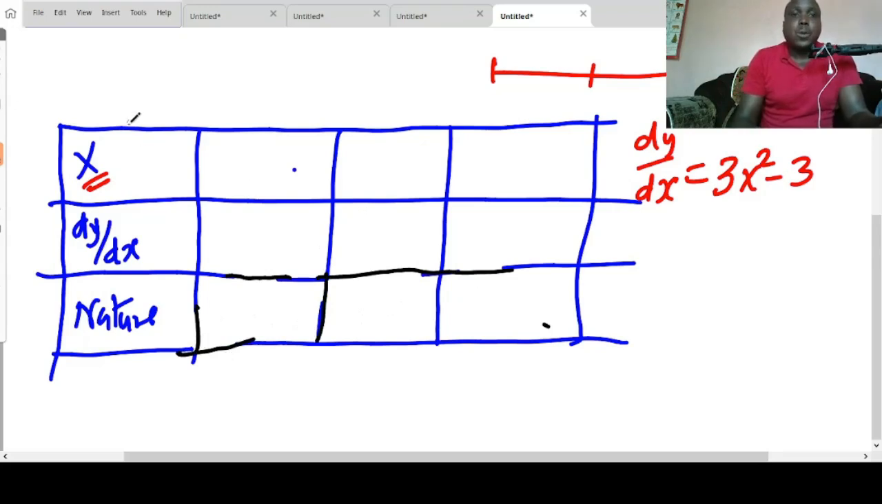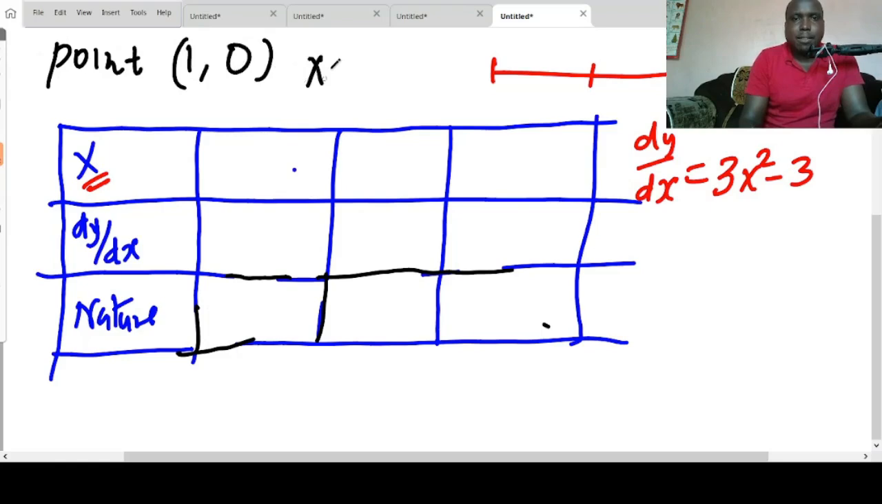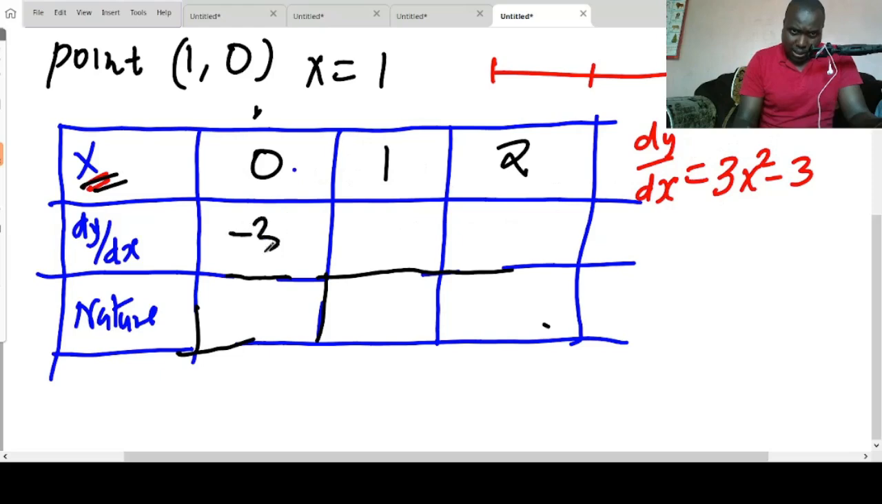Good. Now we're at the point (1, 0). At this point, the value of x is 1. So in this column 1, 2, 3, at the center put the value of x, we will put 1. Then find one number to the left of 1, that is 0. One number to the right of 1, that will be 2. Now substitute these values of x on the gradient. So if you substitute 0 here, the answer is going to be -3.